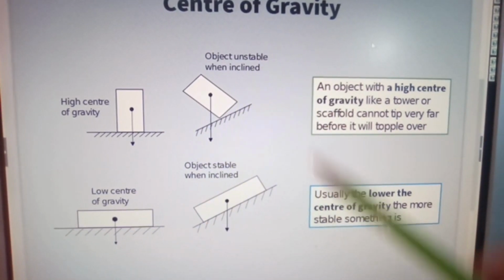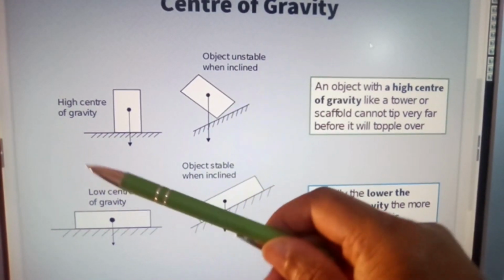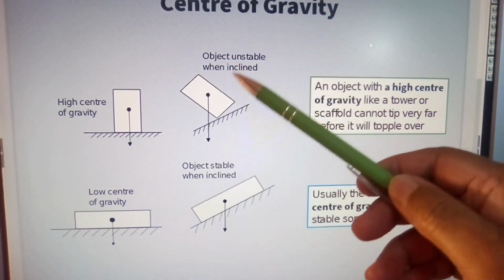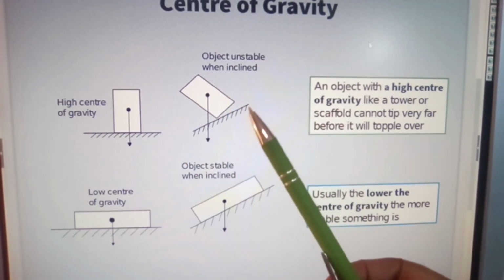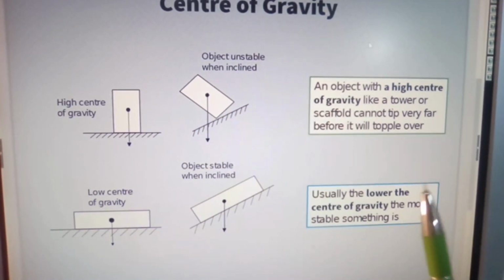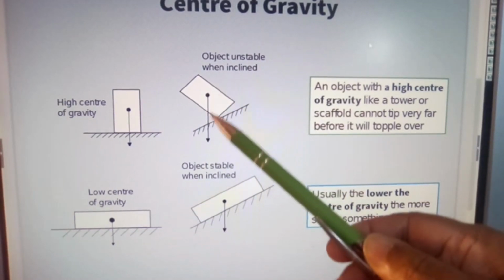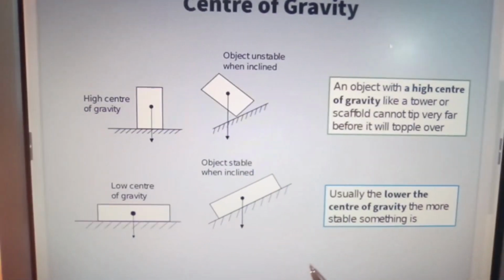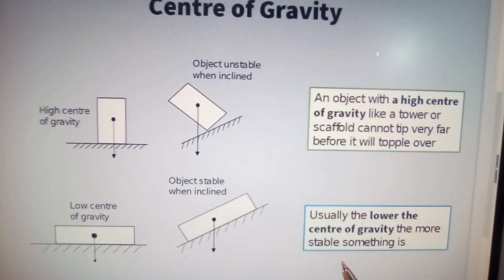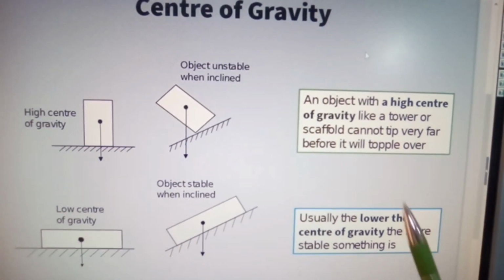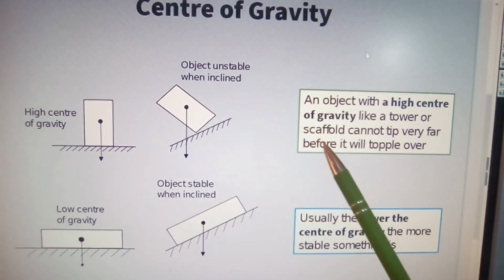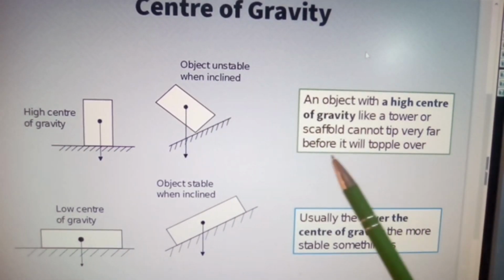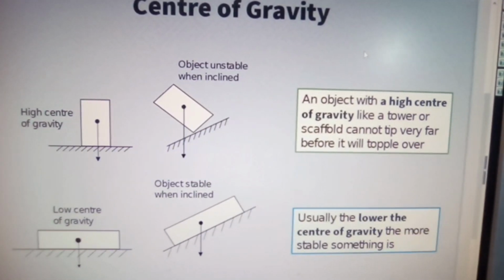Now here we have a high center of gravity, okay? Object unstable when on an incline. Now if you put an object on an incline, you have to then try to find the center of gravity, but that center of gravity will change. Therefore, your object will be in a position where it may well topple over. Be aware of that. An object with a high center of gravity like a tower or scaffold cannot tip very far before it will topple over, okay?